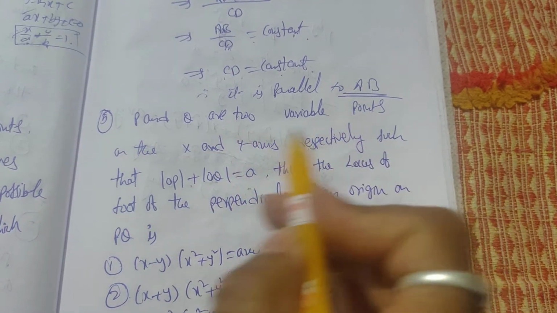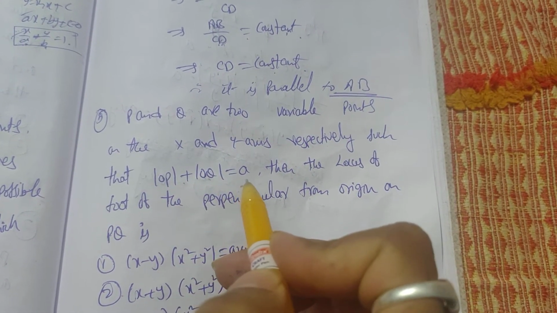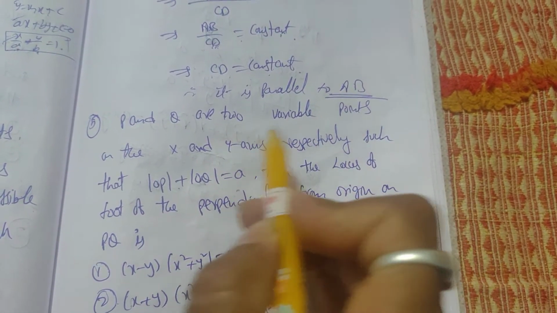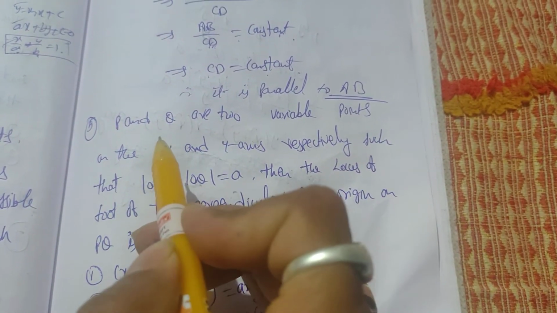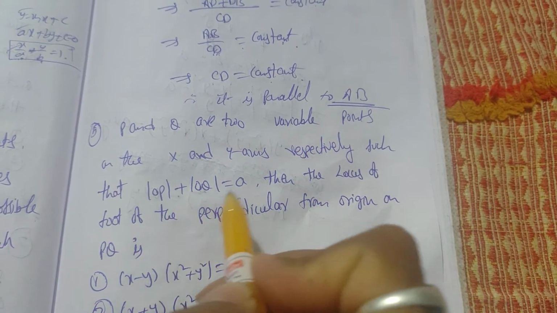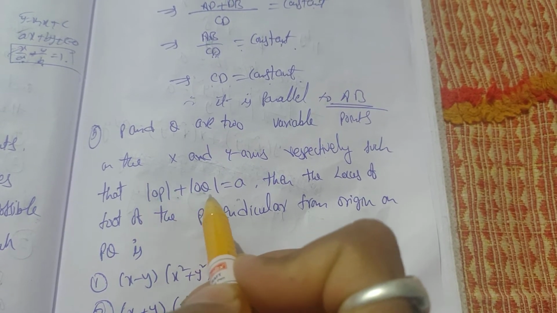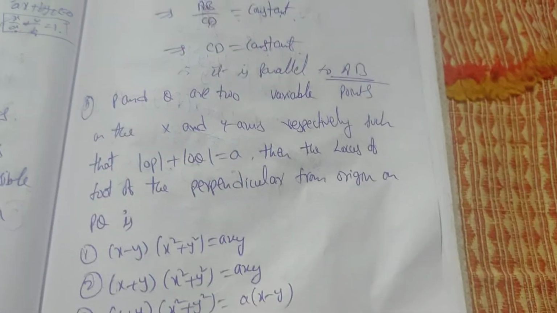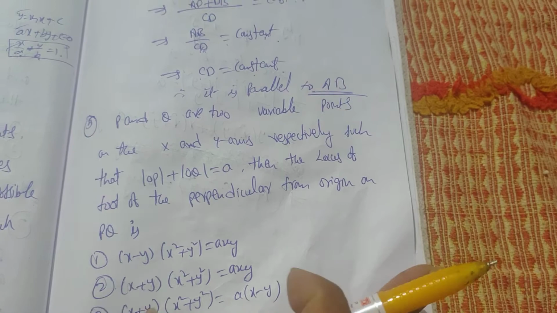P and Q are two variable points on the x and y axis respectively such that modulus of OP plus modulus of OQ is equal to A. So that means if we take two variable points, variable points means these are not fixed points. So these are moving points. P on x-axis, Q on y-axis such that modulus of OP plus OQ is equal to A. That means the distance from origin to P and the distance from origin to Q, the sum of these two distances is equal to A. Then the locus of the foot of the perpendicular from origin on PQ, he is asking that question.